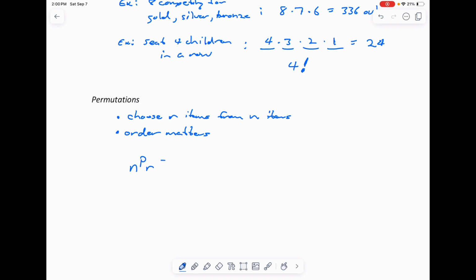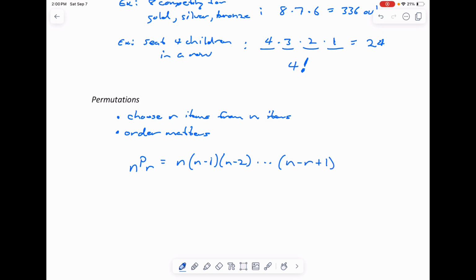There are different ways to write a permutation. You might see it written like this, typically nPr. N, again, is the total number of items. R is the number that you're selecting. And the way that we find a permutation mathematically is we take the number of items available, n, times n minus 1 times n minus 2, and we keep doing that until we get to n minus r plus 1.